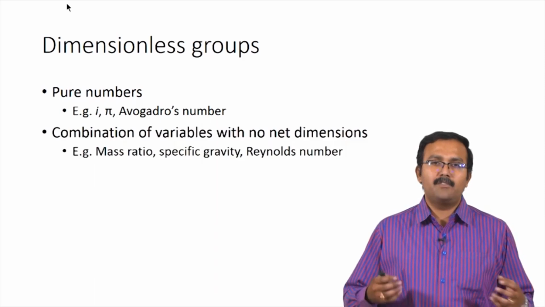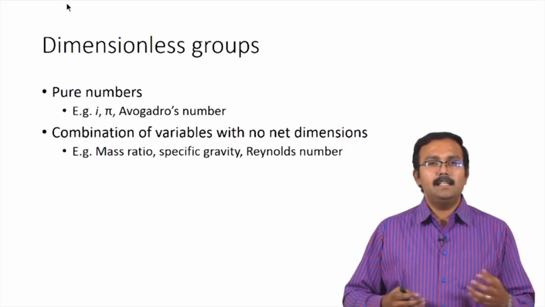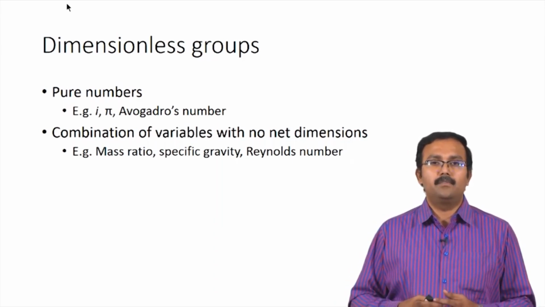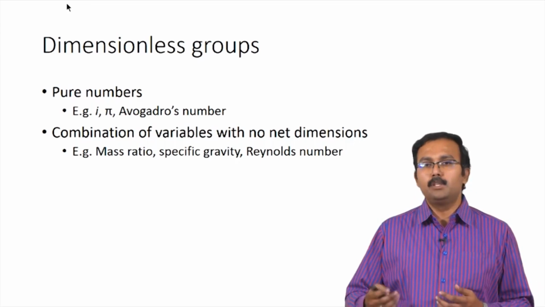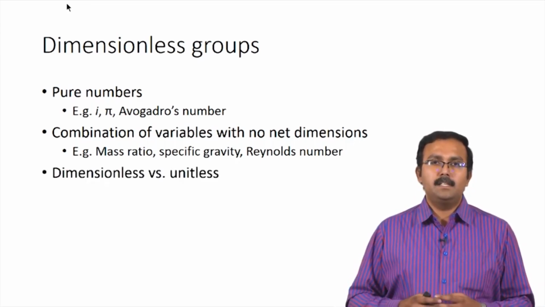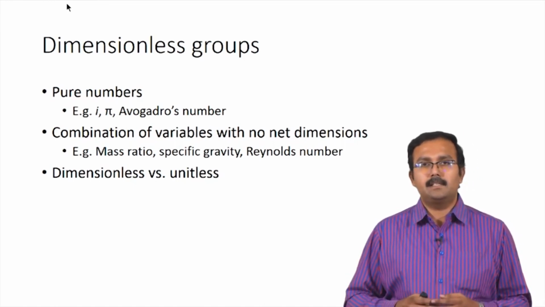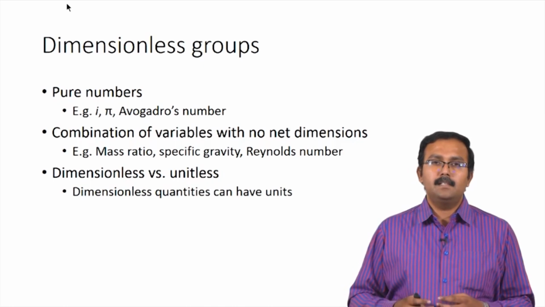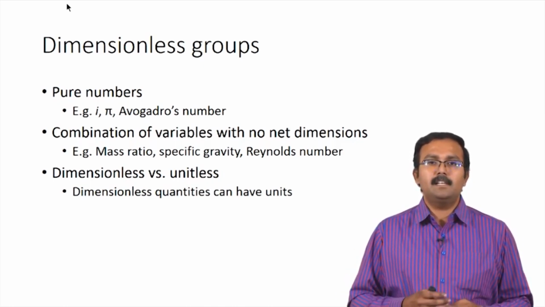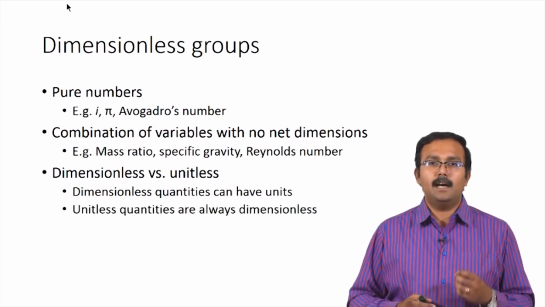You also can have combinations of variables with no net dimension. Basically, there could be ratios of different terms where the dimensions get cancelled off. Examples would be mass ratio, specific gravity and Reynolds number. When we talk about dimensionless numbers, we need to understand that there can be dimensionless numbers and unitless numbers. When I say dimensionless, it does not mean that the quantity is unitless. Some of the dimensionless quantities can have units, whereas all the unitless quantities are dimensionless.